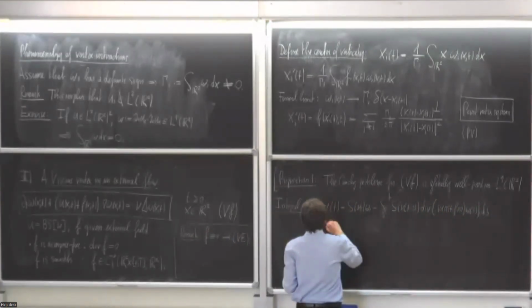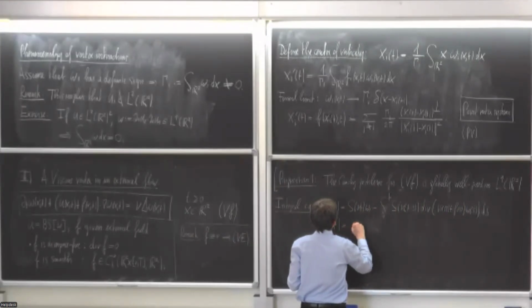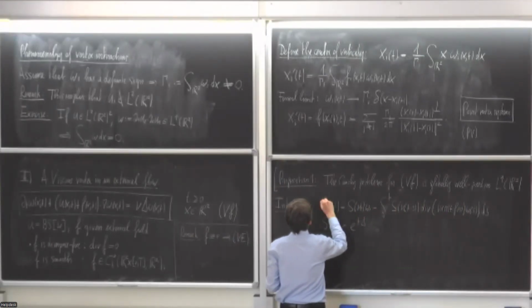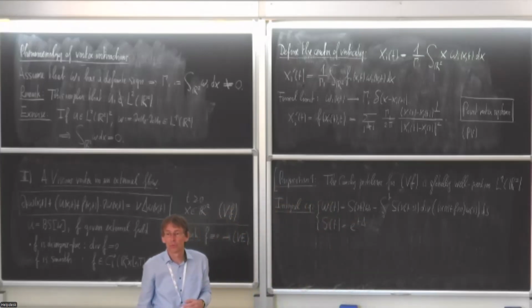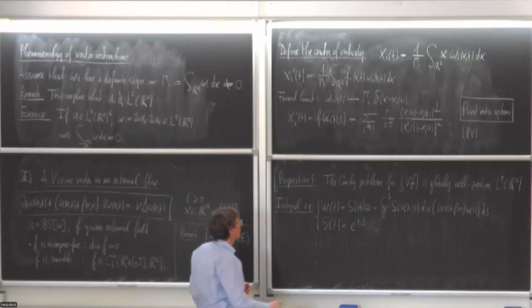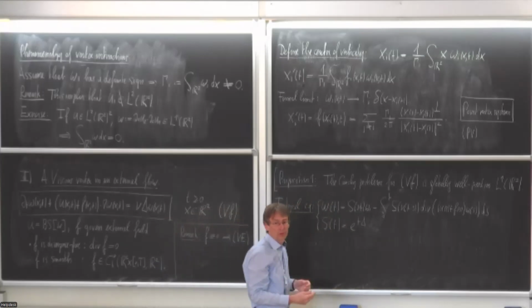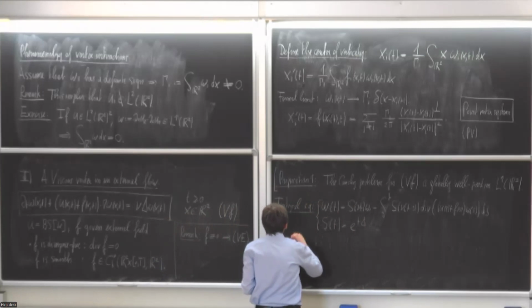S of t is the heat semigroup on R2, which has a very nice solution. And you try to make a fixed point argument to solve this equation, okay? By a fixed point argument in some space. So we consider a mild solution.